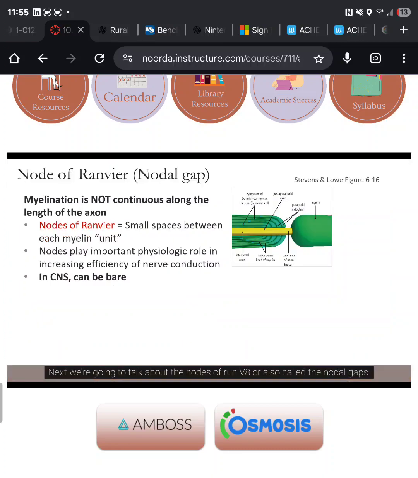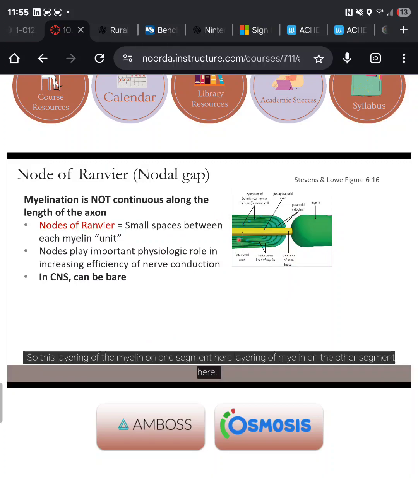Next, we're going to talk about the nodes of Ranvier, or also called the nodal gaps. Myelination is not contiguous along the length of the axon. You have nodes of Ranvier. Here's, again, one area here, node of Ranvier, where these are small spaces between each myelin unit. So this layering of the myelin on one segment here, layering of myelin on the other segment here, so there is a gap that occurs there.